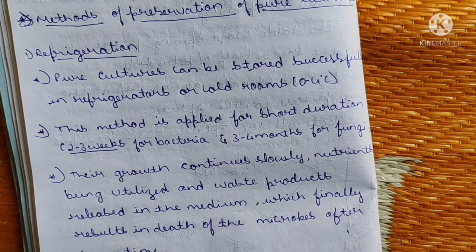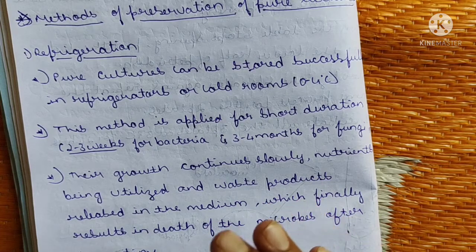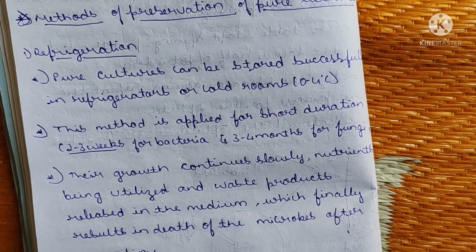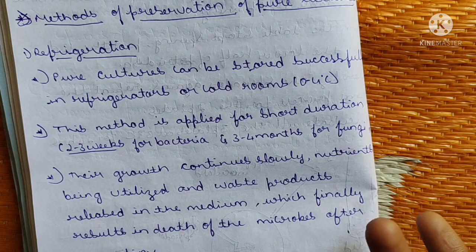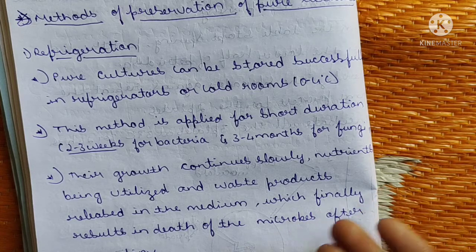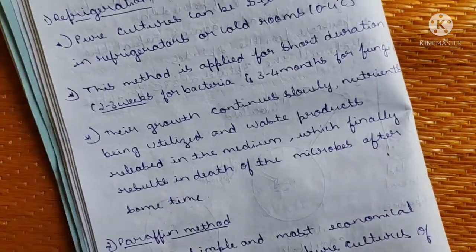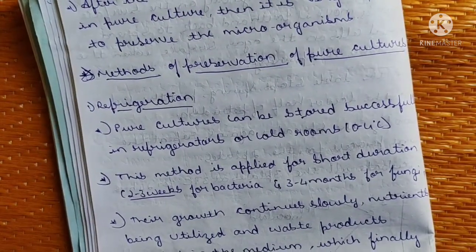Here what happens is their growth rate decreases, and all the nutrients get utilized from that pure culture or broth culture. So the waste products, yes, it's common: if the microorganisms eat something, the waste product should be released out, expelled, excreted. This excreted waste product fills the pure culture, and finally the microbes die. This is the refrigeration type.